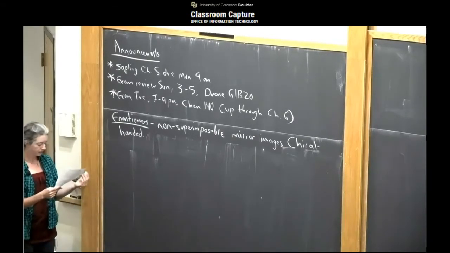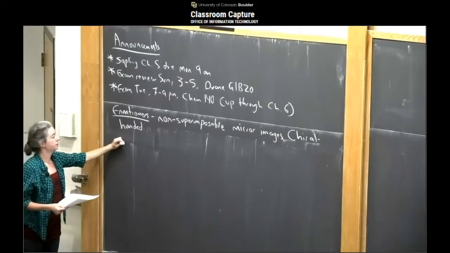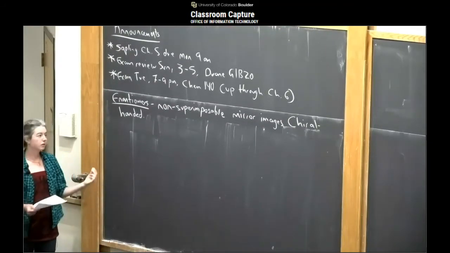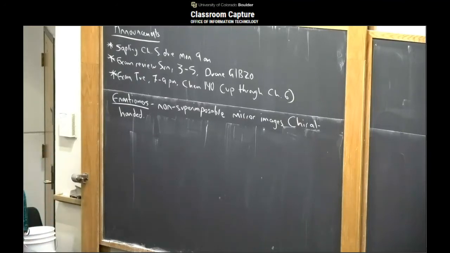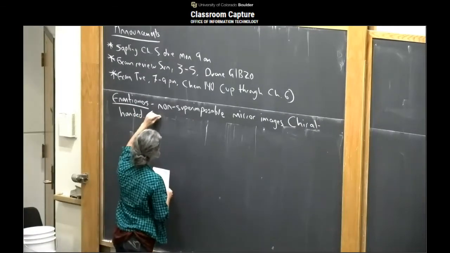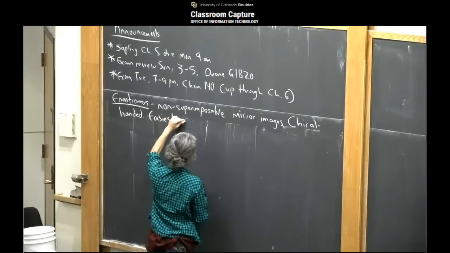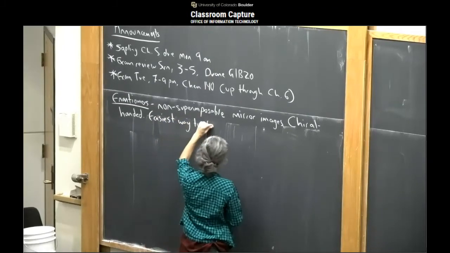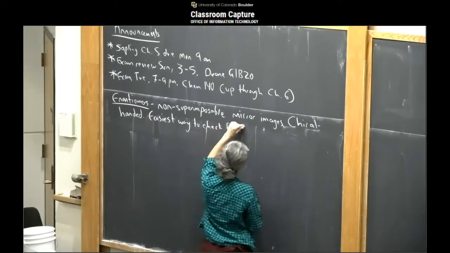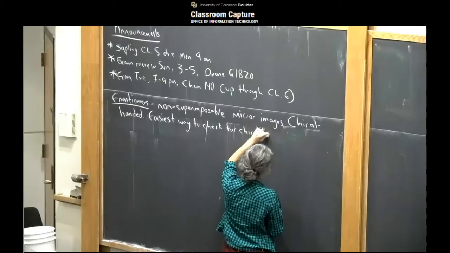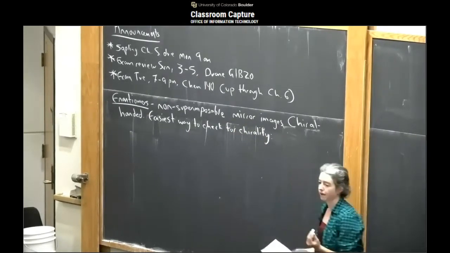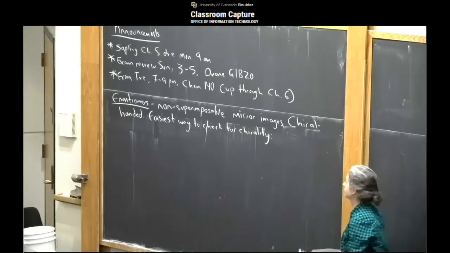Okay. So there's a few ways to check whether something is chiral. One is actually draw or build a model of the mirror image and see whether you can make it overlap. That's a good place to start. But there is actually an easier way to check. So the easiest way to check for chirality is look for an internal mirror plane of symmetry.